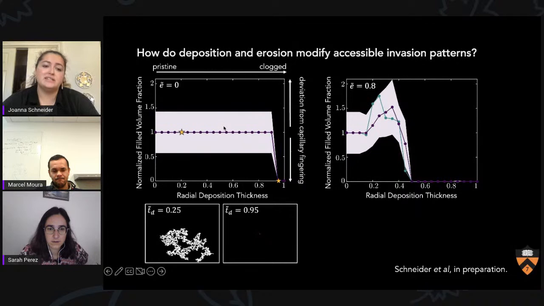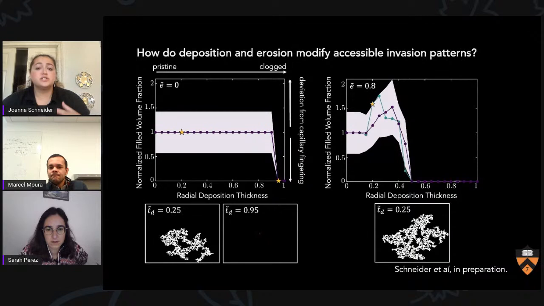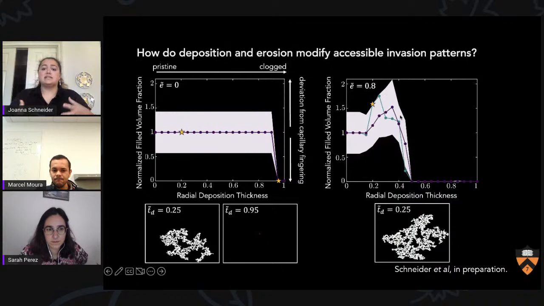But if I show you the same network with an erodibility of 0.8, we see something drastically different: over a certain range of TD values, we are actually accessing more of the pore space than we do with standard capillary fingering alone. In this specific example, we can compare them directly and see that the filled volume fraction is much greater when we have erosion versus when we don't.